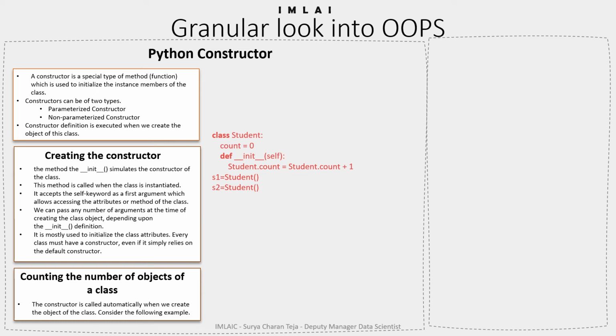S2 is the second object, S3 is the third object, and when I print the number of students, comma, student count, so when I execute this code, we'll get the number of students, because that's how we have written this class.